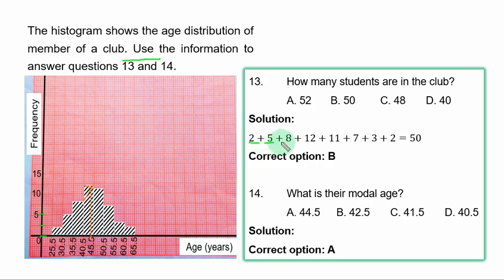The third bar is 8. The next is 12, followed by 11, then 7, 3, and 2. When you add all together, you have 50 students in the club. So B is the correct option.